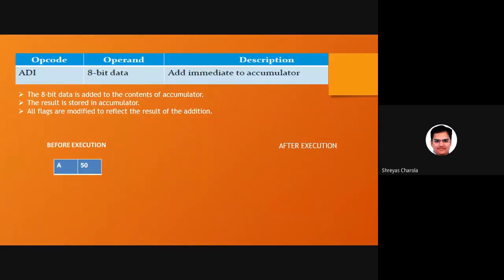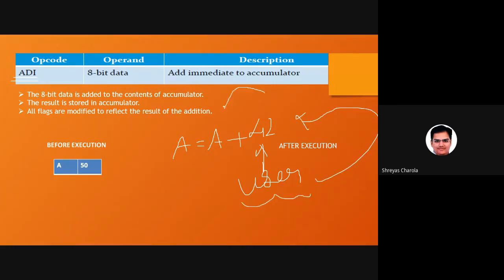Let's suppose consider the ADI. I don't want to add the register value. I need to add my own data. Let's suppose accumulator will be equal to A plus my data 42. It is a user defined data. That data needs to be added with the 42 and the answer will be stored in the accumulator.